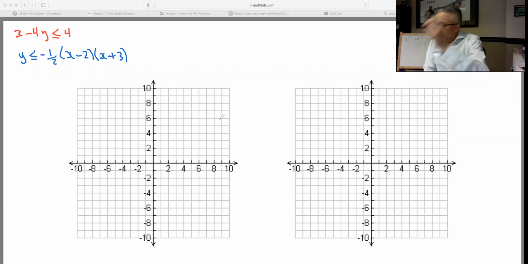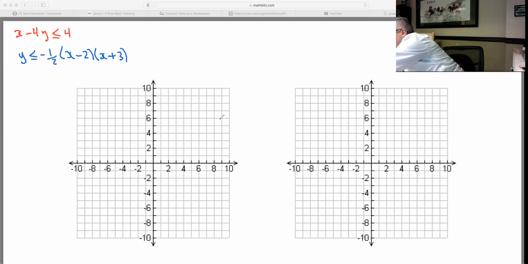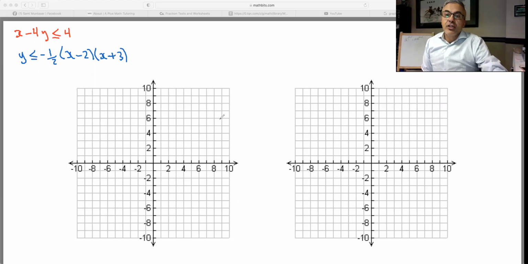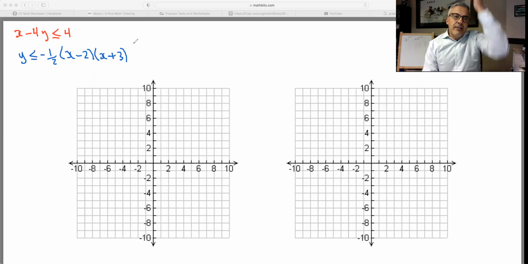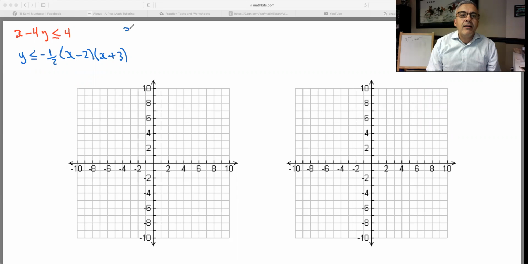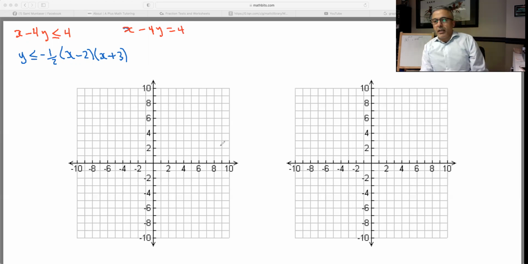So the first thing I'm going to graph is the straight line. This one here, you could change it to y equals mx plus b and do it that way. But I'm just going to graph again x minus 4y equals 4. And since all of these inequality signs have equal signs, all of them are solid lines. There's no dotted lines or dotted curve in the parabola or anything like that.